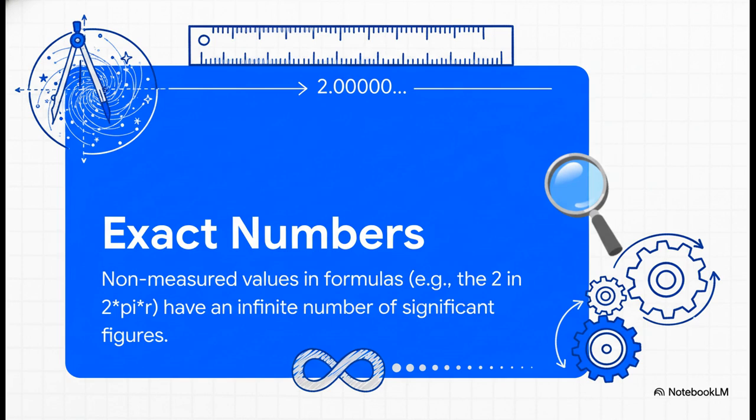Okay, another special case, exact numbers. Now, these aren't measurements from a ruler or a scale. They're definitions. Think about the formula for a circle's circumference, 2 pi r. That 2 isn't around 2, it's exactly 2. It's like 2.000 with zeros going on forever. So what does that mean for you? It means an exact number will never be the weakest link that limits the precision of your calculation.